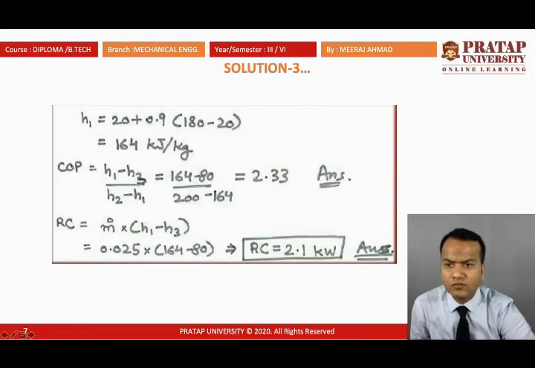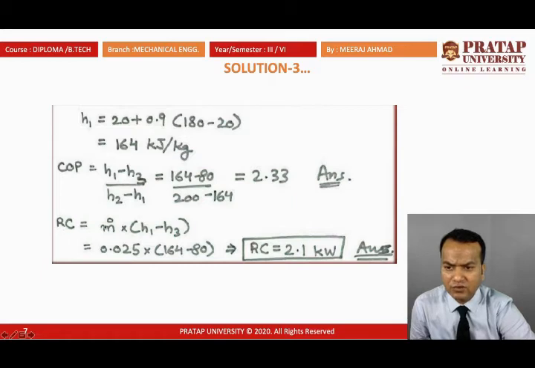So put the value of X in H1, you get the value of H1 which is equal to 164 kilojoule per kg. Then put the value of H1 in the COP formula, you get the value of COP which is equal to 2.33. Then you know about the refrigerant capacity.